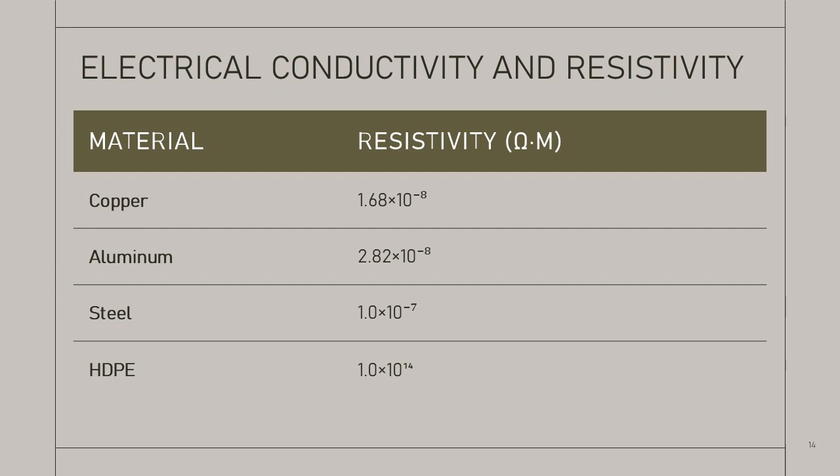Steel and titanium have higher resistivity, while polymers and ceramics are insulators with resistivity approximately 10 to the power of 14 ohm meter. These properties influence power loss, signal integrity, and heating. Temperature and impurities affect resistivity, so designers must account for operating conditions.